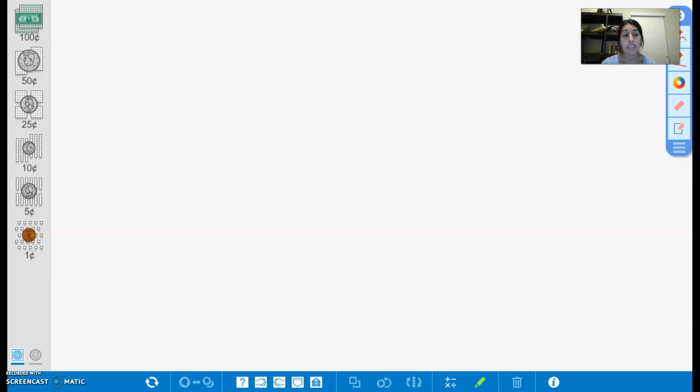So if you need to remember your place value, as I'm doing this, I would suggest that you have paper and pencil and that you are drawing as I am creating one. They do not give you a place value chart, so therefore you will have to draw your place value chart.